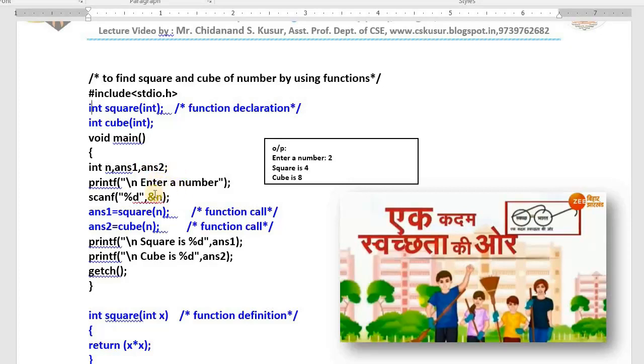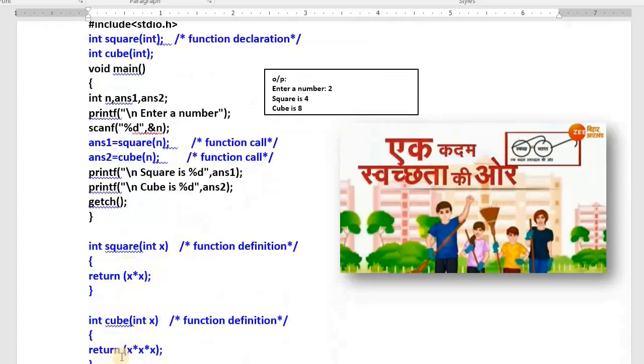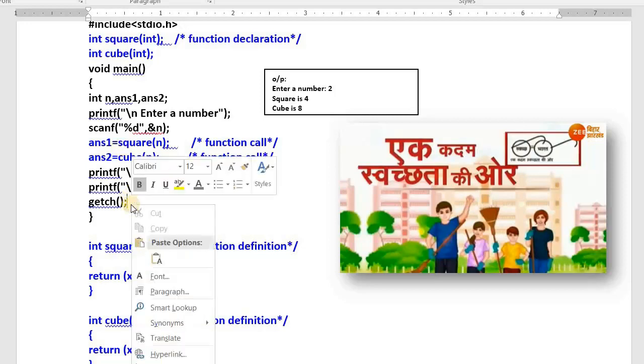Enter a number. I entered 2. That 2 will be stored in n. I am calling square. Come here. Take 2. 2 is transmitted to x. 2 into 2, 4. 4 is given back. 4 is stored in answer 1. I am calling cube. Come here. Take the 2. That 2 is transmitted to x. 2 into 2 into 2. 2 times 2 is 4, 4 times 2 is 8. 8 is given back. Answer 2 is having 8. Answer 1 is having 4. Square is 4. Cube is 8. Program is completed. I hope you understood.